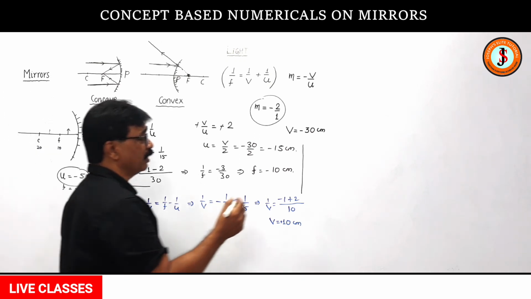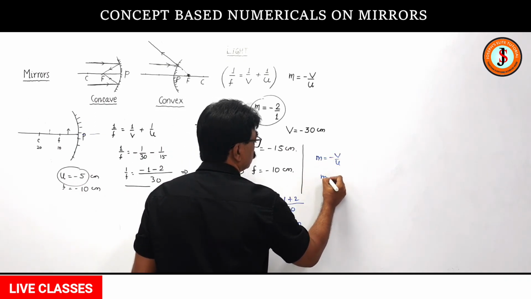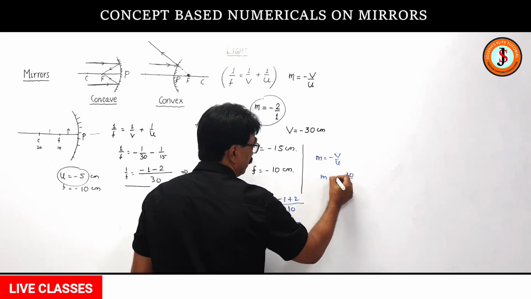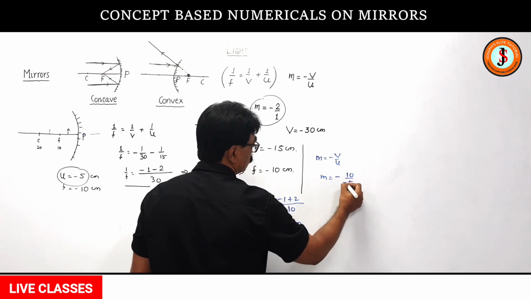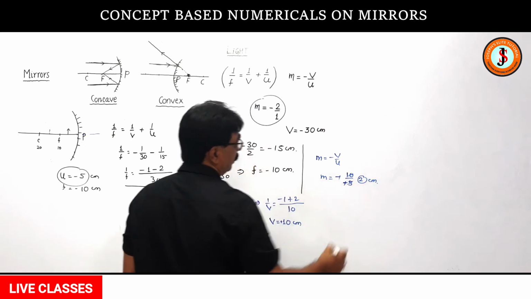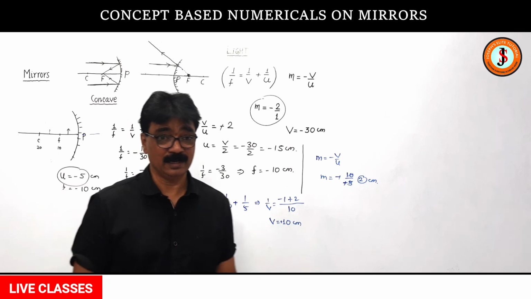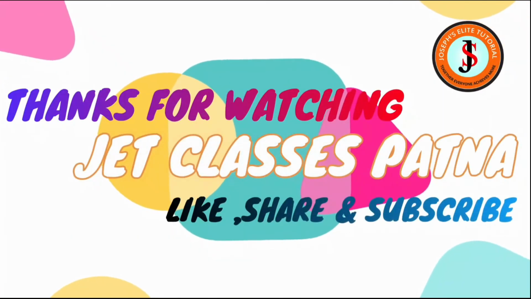Now here we can again calculate the magnification. Magnification is minus v by u. So minus v, v is plus 10. This negative sign is of the formula, and u is minus 5. So that means the image is 2 times magnified. The image is 2 times magnified. It is virtual and it is erect.